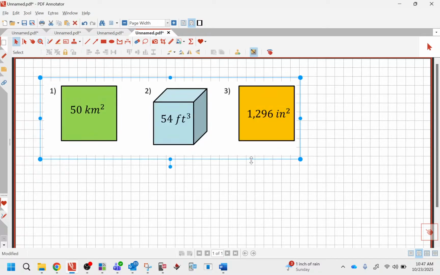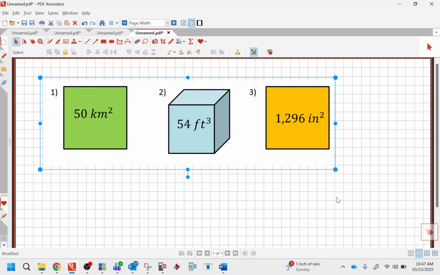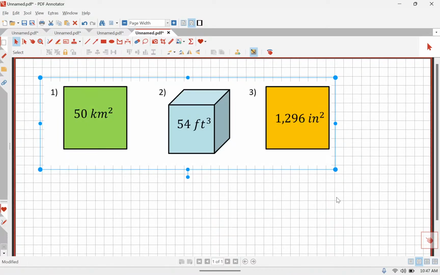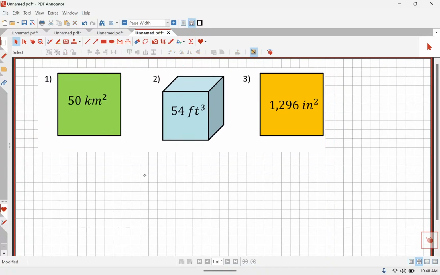Let's see here. Okay. All right. Alex, what kind of root did you use to find out what the side length is for the square on number 1? What kind of root did you use? Like what was in the index? Oh, that works too. Yeah.